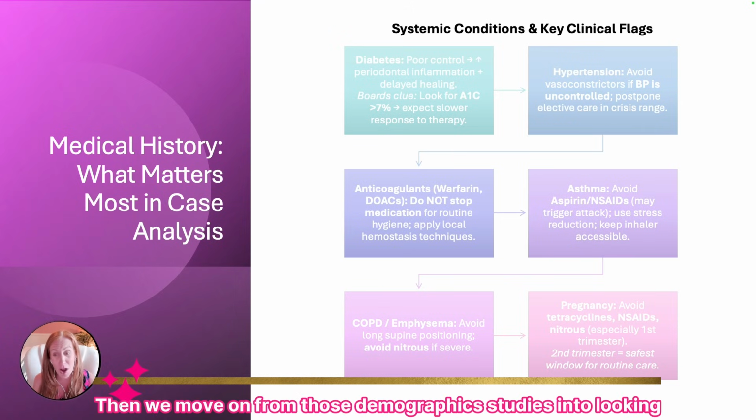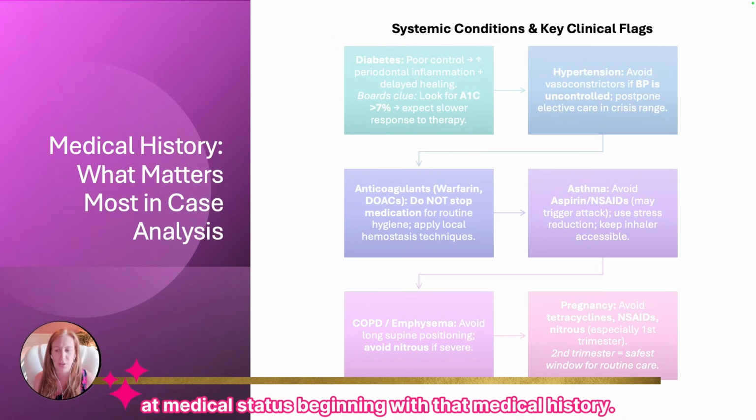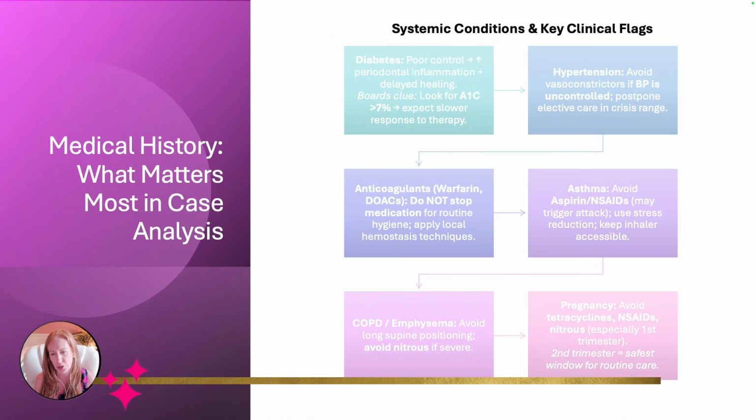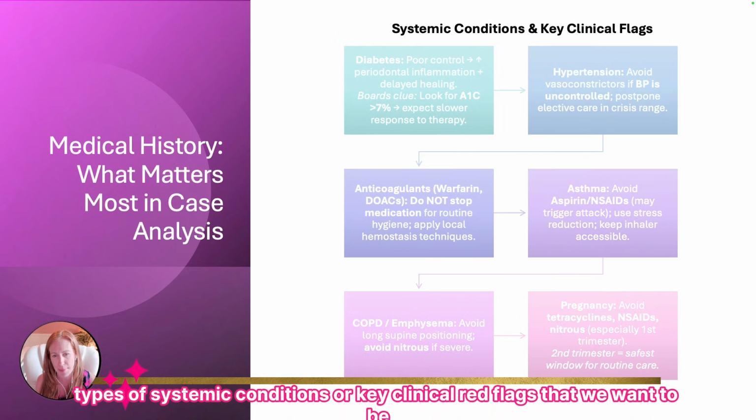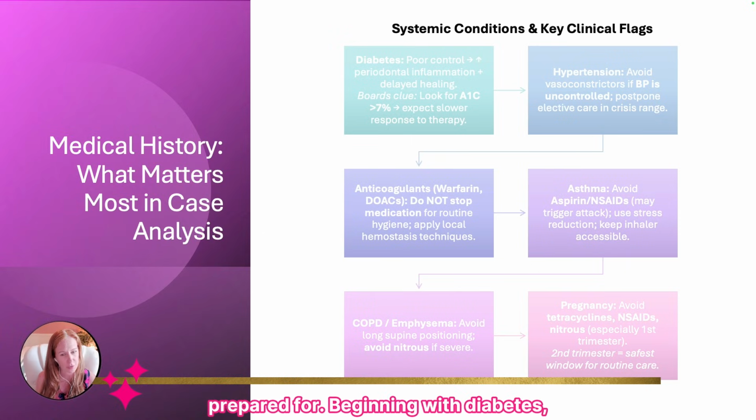Then we move on from those demographic studies into looking at medical status, beginning with that medical history. And this is just a very brief overview of some of the more common types of systemic conditions or key clinical red flags that we want to be prepared for.